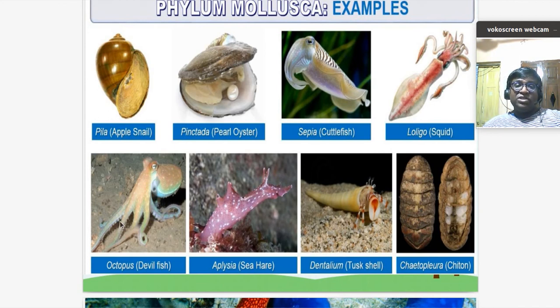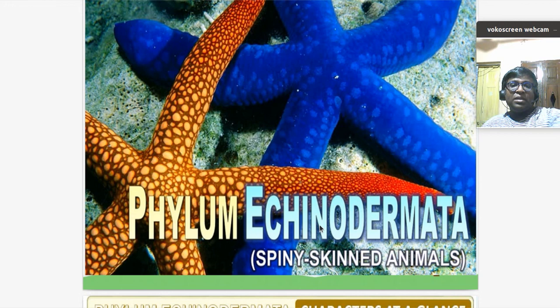Octopus or devilfish, they have 8 arms, as the name indicates octopus. Then sea hare is called as Aplysia. This looks like the elephant tusk, so we call it as tusk shell or Dentalium. And this is the chiton or Chaetopleura. So these are all the examples that your textbook has prescribed. With the photographs, I've shown them to you.